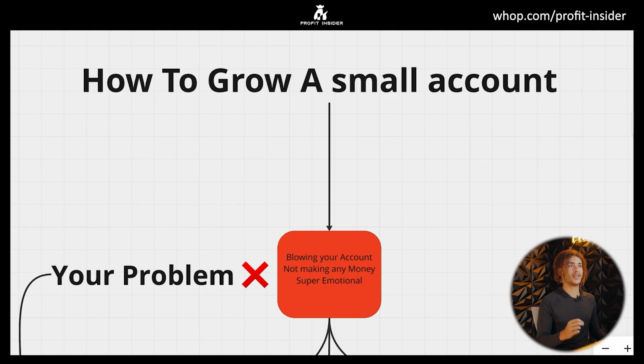The second problem you're going to face is that you're not making any money on your trades. If you have a small account, you're probably only making $5, $10, maybe $50 per trade, and you're not making enough money to actually grow your account.